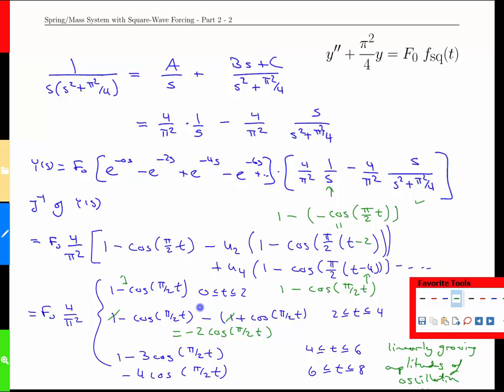So in fact, we do have something with the same effect of resonance here. Even though our stimulating function was not a sine wave, because we used the square wave with the same frequency as the natural oscillations, or the unforced oscillations, that leads to effectively the same result of resonance and linearly growing amplitudes.